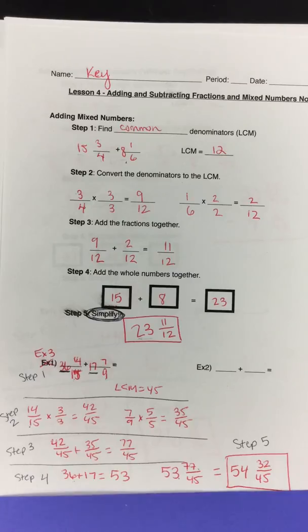Because we have an improper fraction, we can remove a whole, or 45 pieces, from this fraction, which leaves us with 32 over 45. Now, once we remove that whole, we're going to bring it over to our whole number, and we're going to increase our whole number by 1 whole. So instead of 53, we're going to have 54 and 32 over 45. This cannot be simplified any further, so we know that we are done.